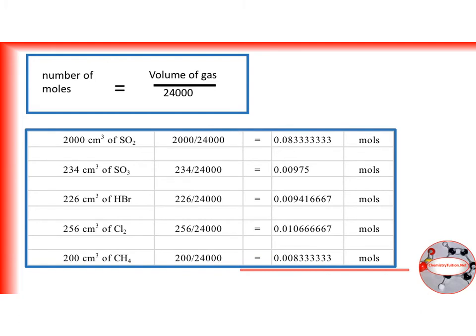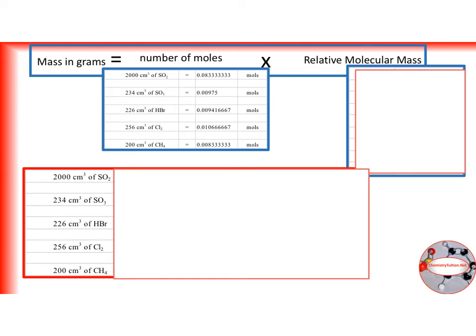Now that we have those, we need to pop them into the second equation. We've found out our number of moles there. All we need to do now is work out our relative molecular masses. So we'll first of all do that. SO2 we already had. If you'd like to have a go at doing those, I'll pop them out there. Have a go, and then we'll reveal the answers coming up.